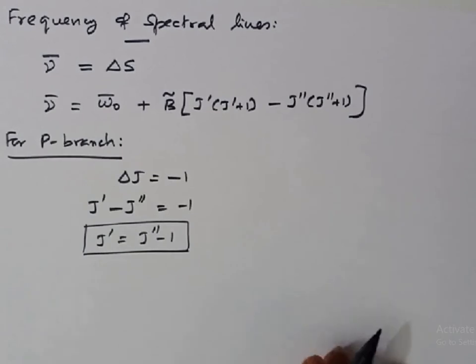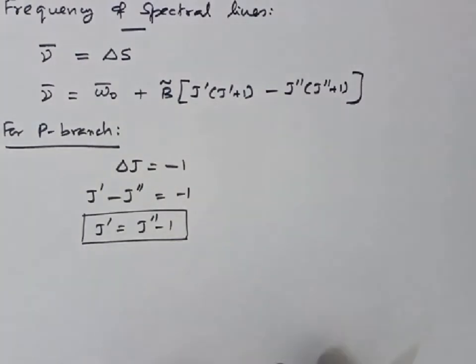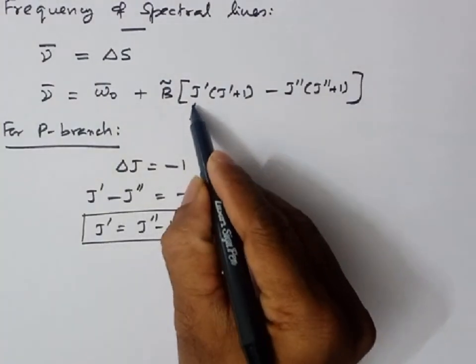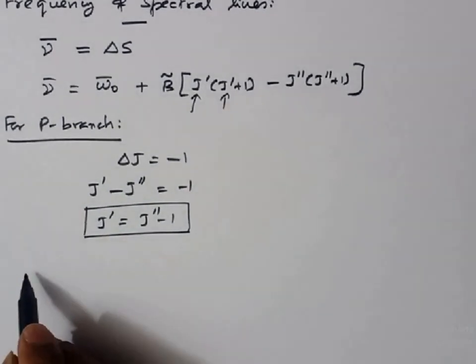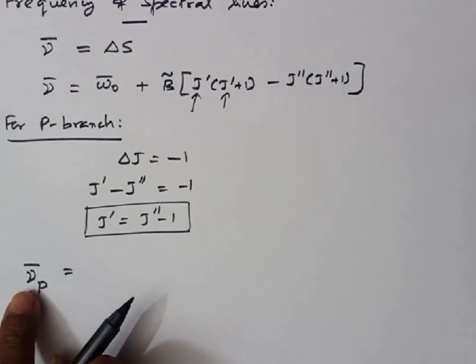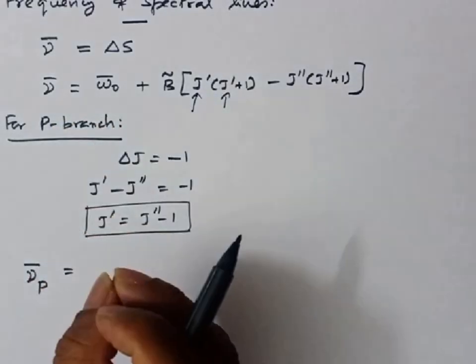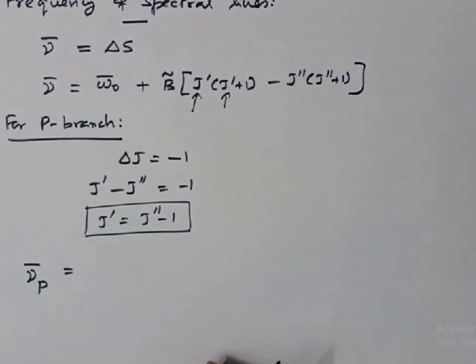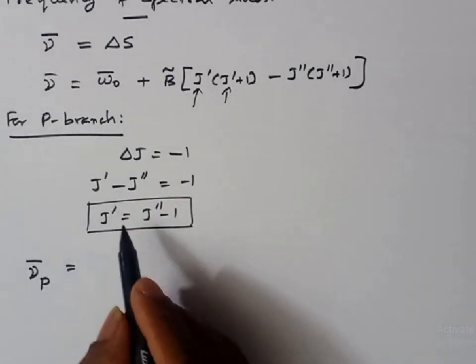Is this clear? Yes, sir. So in this formula, wherever J prime is there, you put J double prime minus 1. So what we get is the frequency for P branch line, that is, at what radiation frequency the P branch or P transition will occur, or at what frequency the P branch line will appear in the spectrum. For that, I am going to use this formula here.